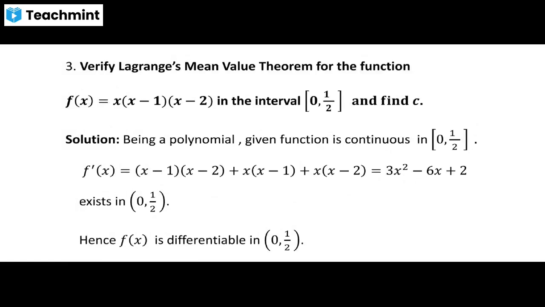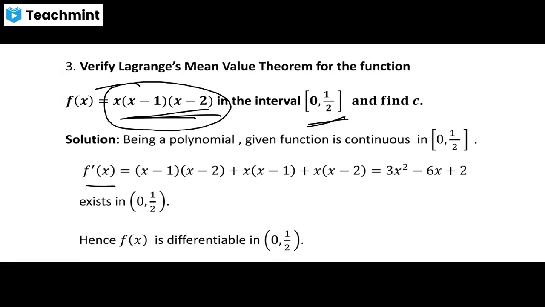Verify Lagrange mean value theorem for the function x into x minus 1 into x minus 2 in the interval 0 to 0.5, that is 1 by 2. As I already told you, every polynomial function is continuous and differentiable everywhere, isn't it? Therefore, f of x is continuous in the closed interval 0 to half, and f of x is differentiable in the open interval 0 to half. Write these two lines. Next, first expand x into x minus 1 into x minus 2. Expand and differentiate, and f dash of x you get is 3x² minus 6x plus 2.